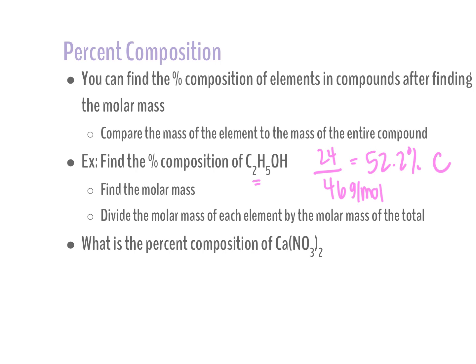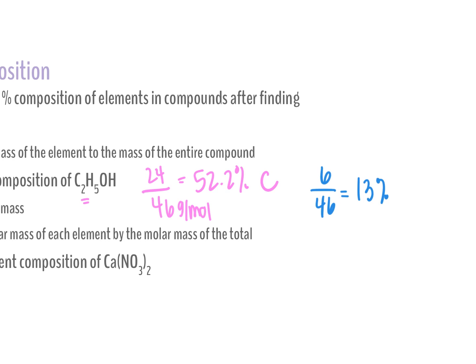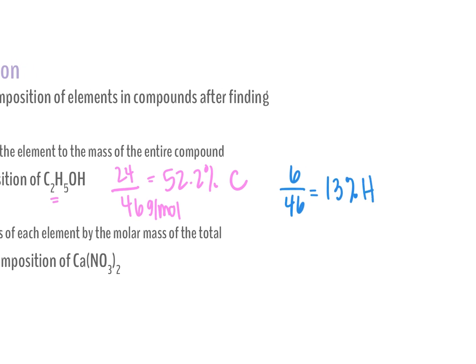If I'm looking at hydrogen's percentage, how many hydrogens would I use? 6. So I'm going to take 6 divided by 46. And I get 13.04, so I'm going to keep that at 13.0 percent hydrogen. And then my last one was oxygen, and it has 1 oxygen of 16. So 16 divided by 46 gives me 34.8% oxygen.